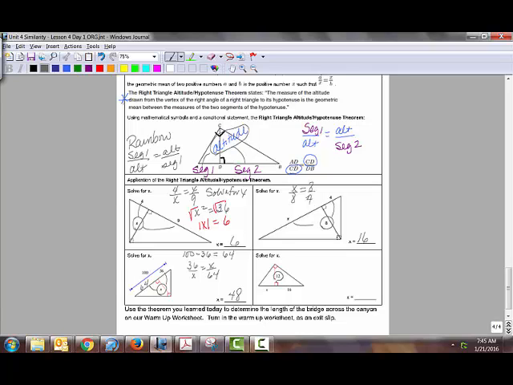Last one, I find the altitude. I draw my rainbow. I set up my proportion. Segment is to altitude as altitude is to segment. Solve for x. And here, x equals 9. Now at this point, you know enough to be able to calculate the length of the bridge across the canyon, which you drew in the diagram for at the beginning of class today.